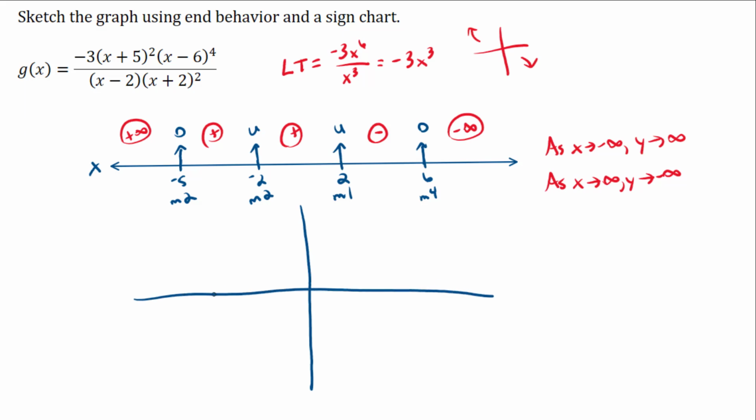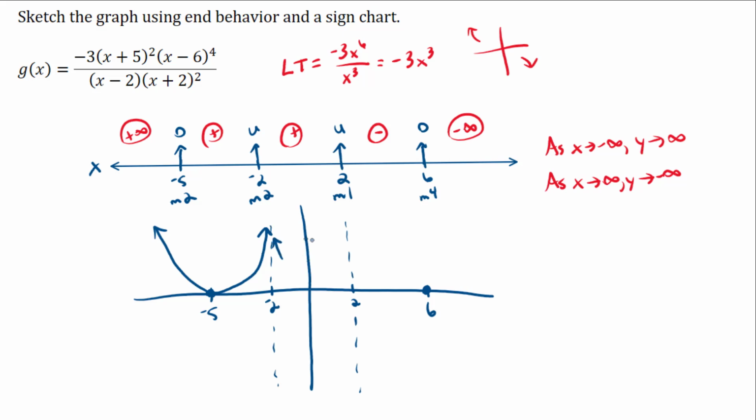Let's graph it. We got -5 as an x-intercept, -2 as an asymptote, because that factor didn't cancel. +2 is another asymptote, and +6 is an x-intercept. Let's go from the left to the right. We've got -5 left. We have to be positive and go to positive infinity. Between -5 and -2, we have to be above the x-axis, but we have to approach the asymptote as we get close. Between -2 and 2, we have to be above the x-axis and approach both asymptotes.